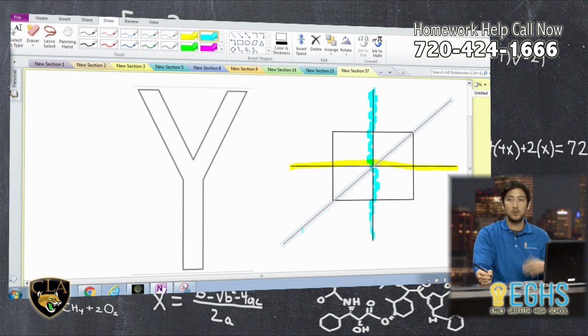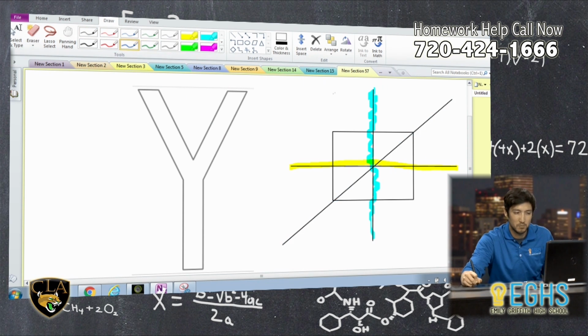So I actually have another line of symmetry here. Is it a square? Let's call it a square. If it's not a perfect square, then that's not symmetrical. That's a good point. Let's call that a square.